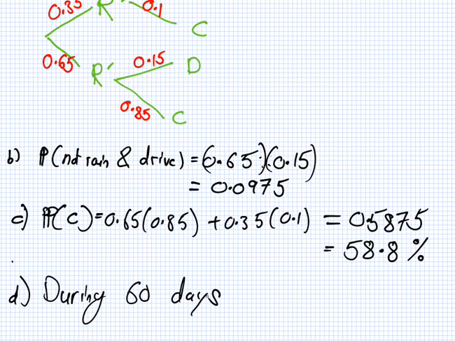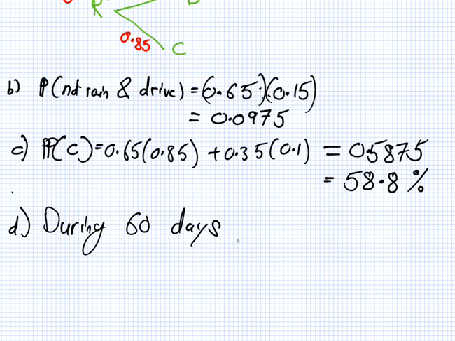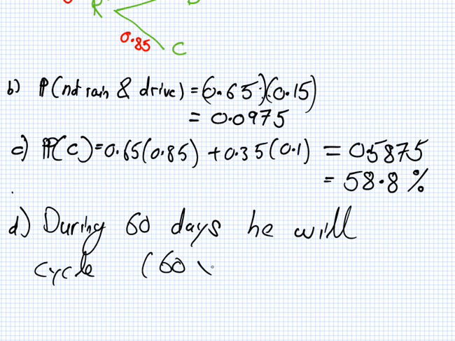Now, let me ask you this question. Imagine he has 100 days. How many of the 100 days will he cycle, do you think? No, look at the up here. About 59 days. That's what it means. Probability that he cycles means that 59% of the time he will cycle. So if it was 100 days, 59 of them he should cycle.